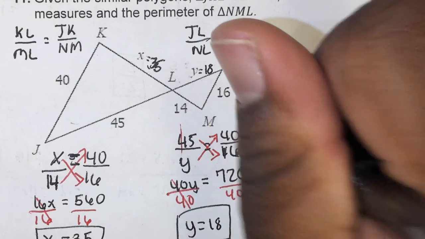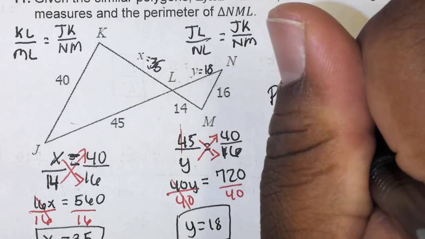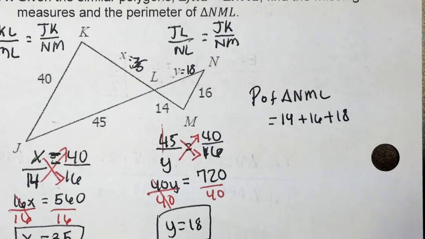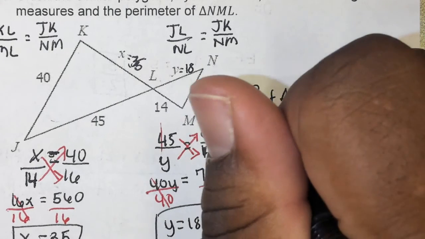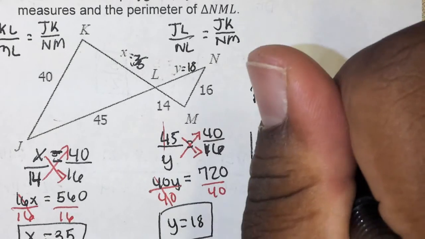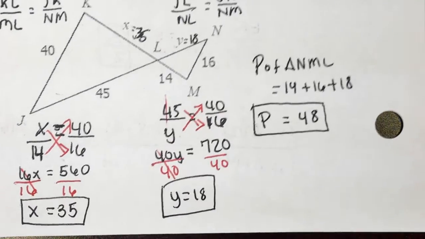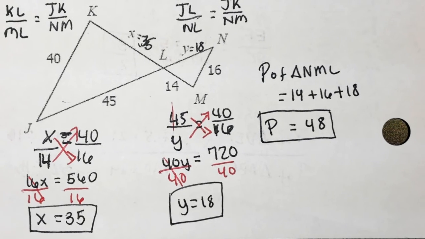For that triangle, my lengths were 14 plus 16 plus 18, the one we just found. What is it now? Okay, so the perimeter is going to equal 48. So that's my three answers there: X, Y, and my perimeter.